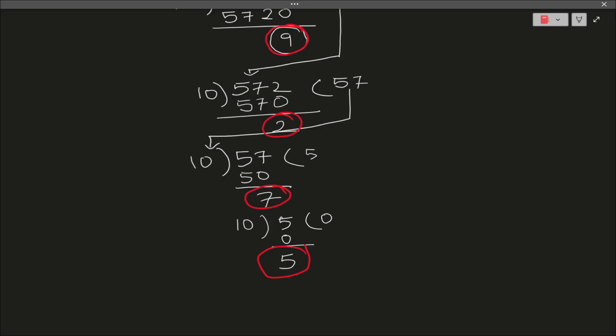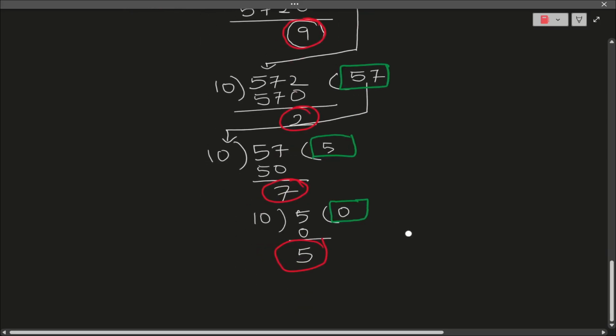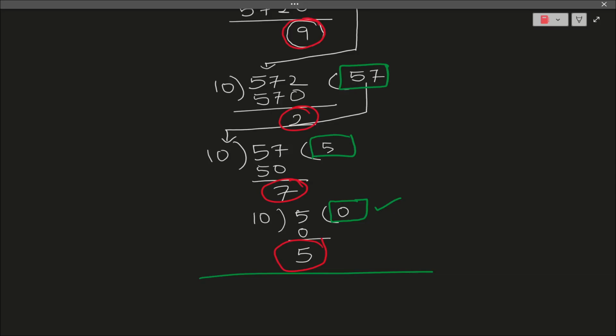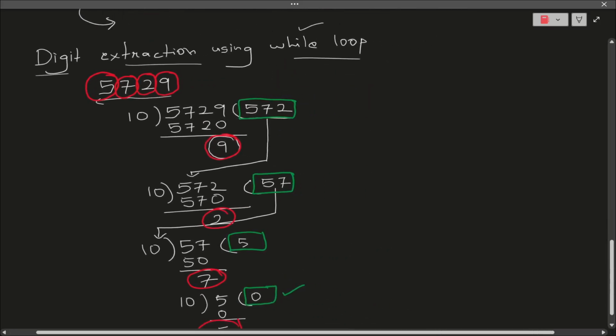My question is, when will this step stop? This will stop when the quotient will be 0. Unless my quotient is 0, this keeps working. So when my quotient becomes 0, all these steps will stop. Now I will be replicating the same thing by using my while loop. Just follow, and you will be able to understand this in a very beautiful manner.